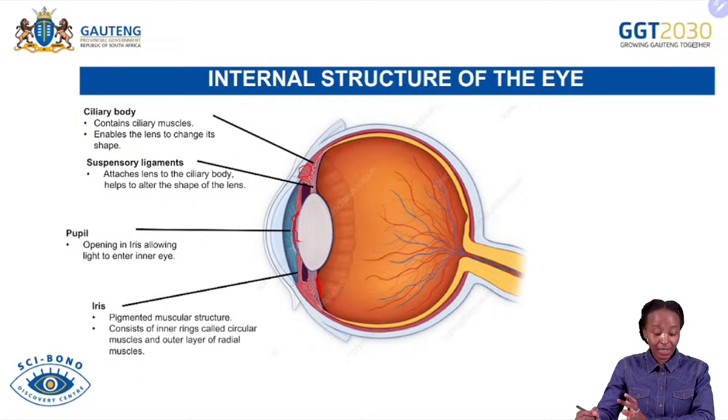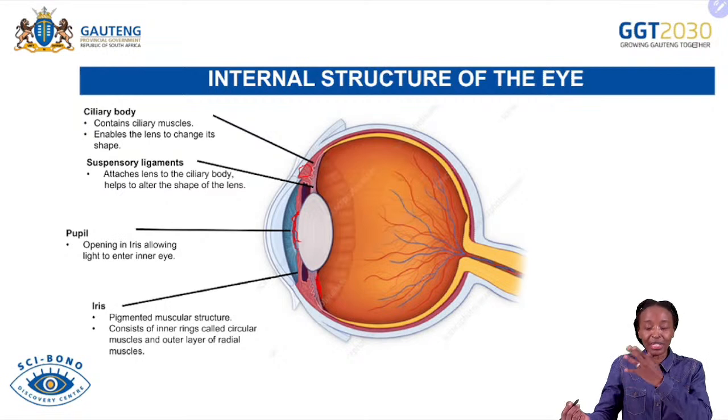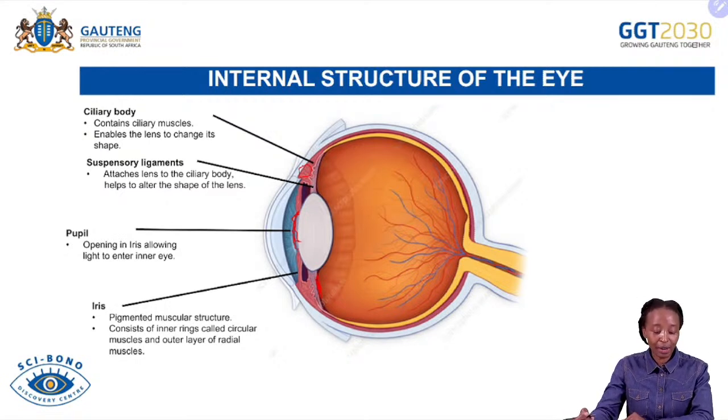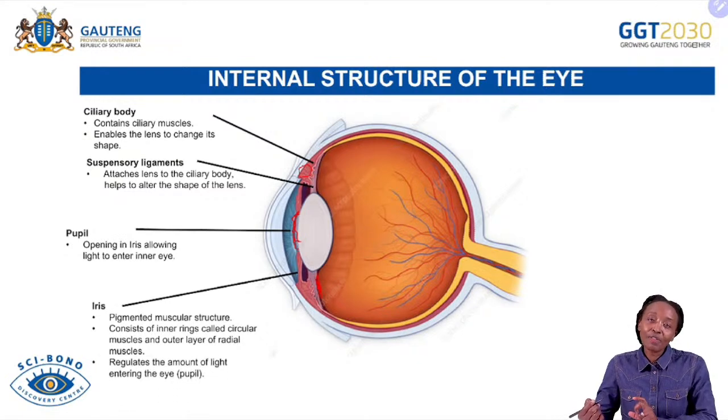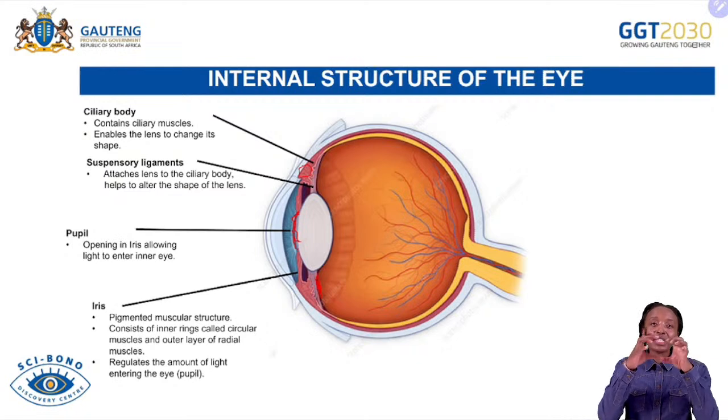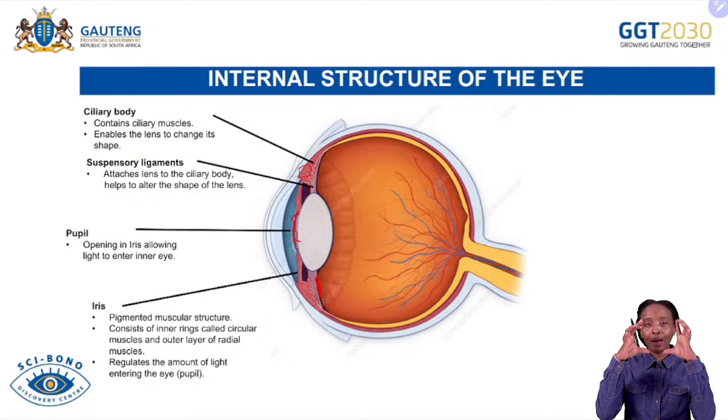So it is pigmented. Pigmented meaning it is colorful. It can be green, it can be red, it can be brown, it can be blue. So it consists of inner rings called circular muscles and outer radial muscles. So what is the function of the iris? It is to control the size of the pupil, makes the pupil smaller, makes the pupil big, so that it allows the light to pass through.